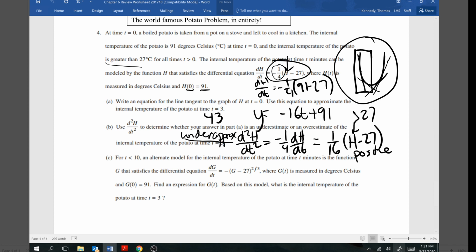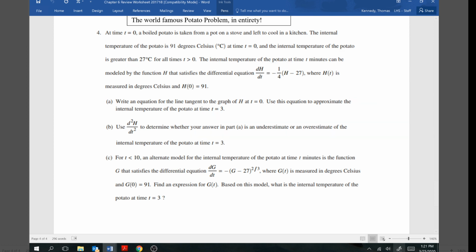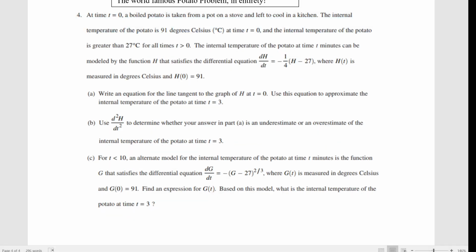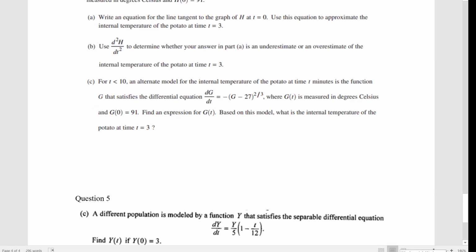All right, last part of the question. It says there's an alternate model for the internal temperature, which is this 2/3 thing. It has the same initial condition, and it says find an expression for g of t. This is a sneaky way of saying solve this differential equation, so I'm going to give myself some room here.